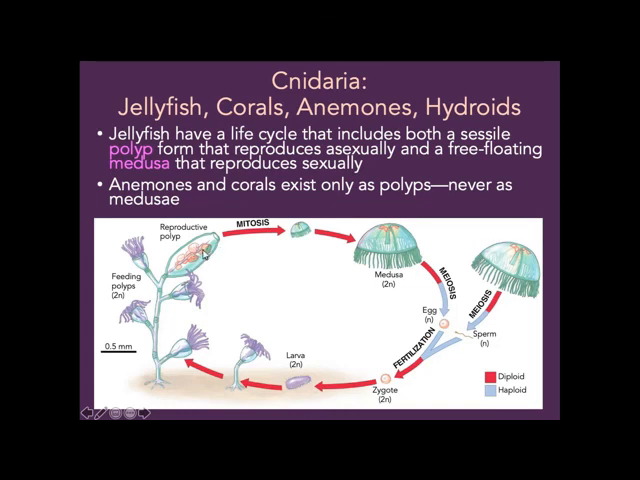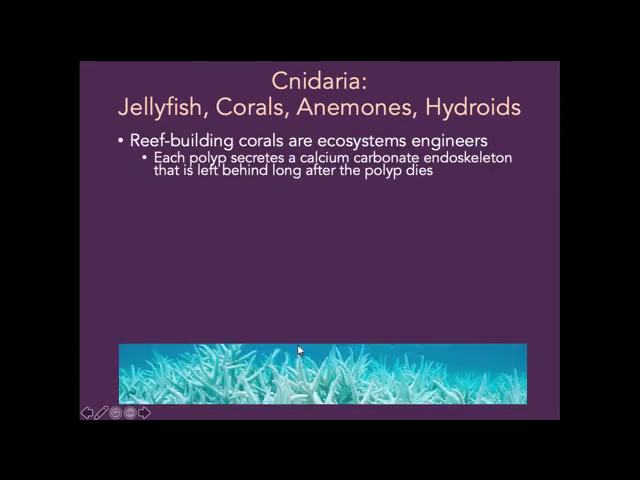So a lot of the corals that we count on for building coral reefs are ecosystem engineers. Each tiny little polyp will secrete a calcium carbonate endoskeleton, and then when the polyp dies, the endoskeleton stays, so the structure is made up of a bajillion little tiny polyps. Also, corals have mutualistic relationships with photosynthetic protists and green algae. So the coral itself will provide a place for the photosynthetic partner to live in.